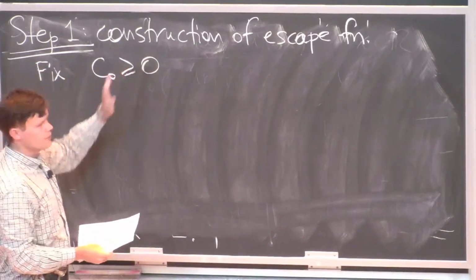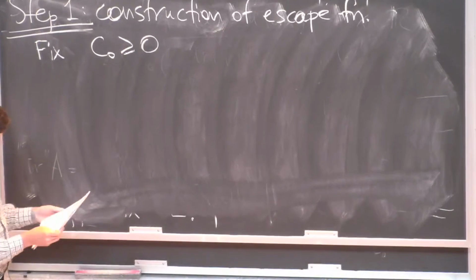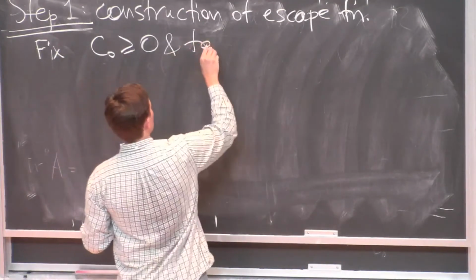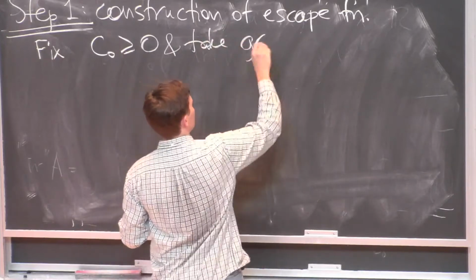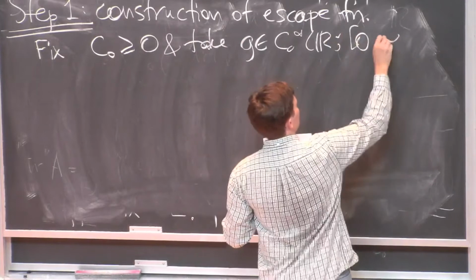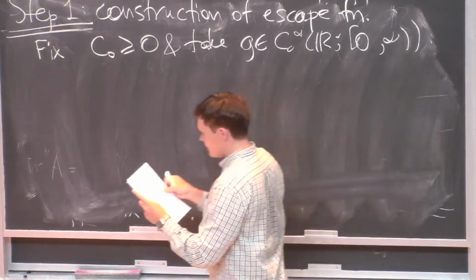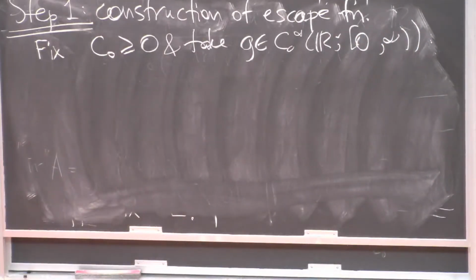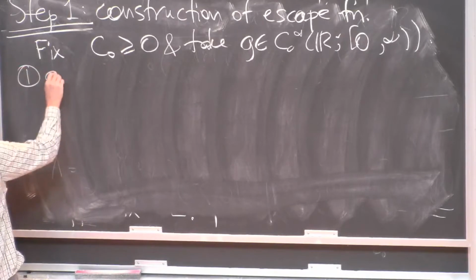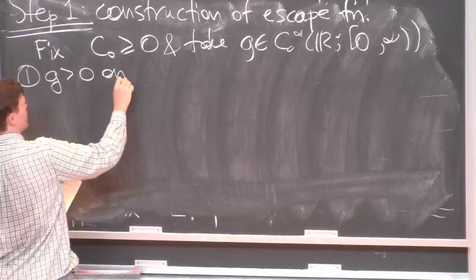This is going to depend somehow on the imaginary part of our operator. And I'm going to take this escape function, which is going to be smooth, compactly supported on R. It's going to be non-negative. And it'll have the following properties. These are the properties that I'll need for the proof. One, it's positive on the support of A.